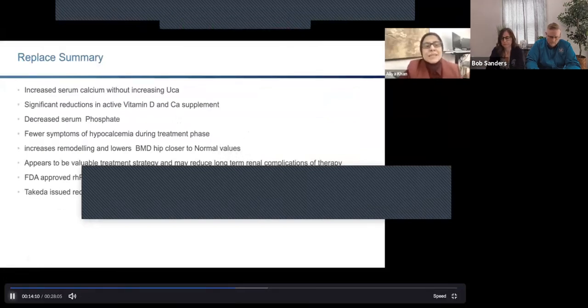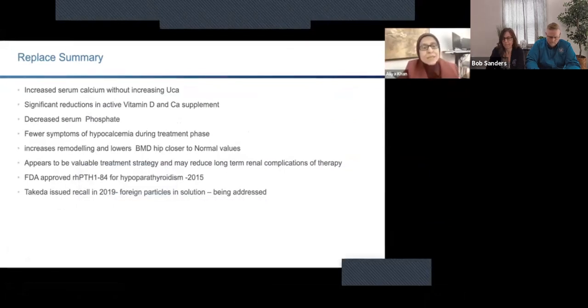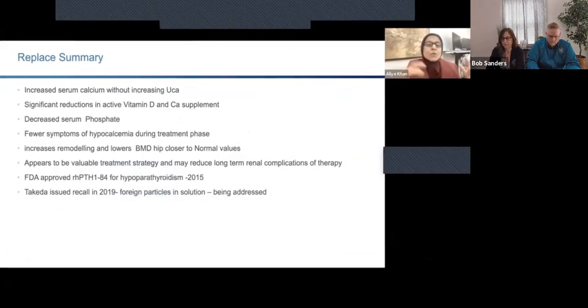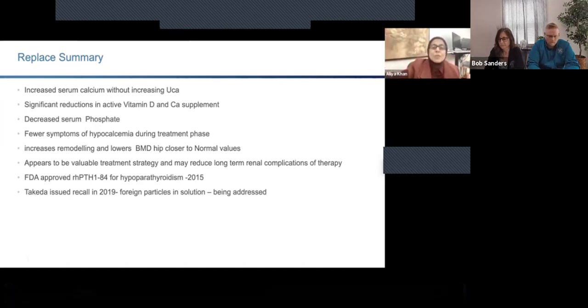So from the REPLACE study, we saw that it was able to reduce active vitamin D and calcium. It decreased phosphate. There were fewer symptoms of hypocalcemia. It was normalizing the bone remodeling and repair, and appears to be a valuable treatment strategy, and it may reduce the long-term complications of hypoparathyroidism.